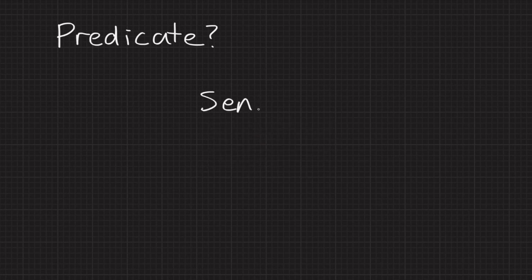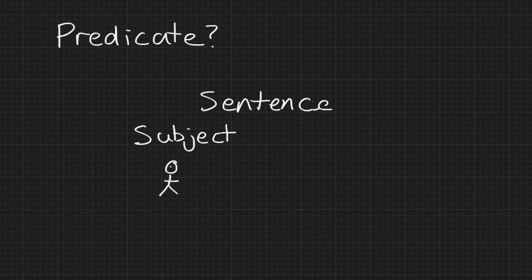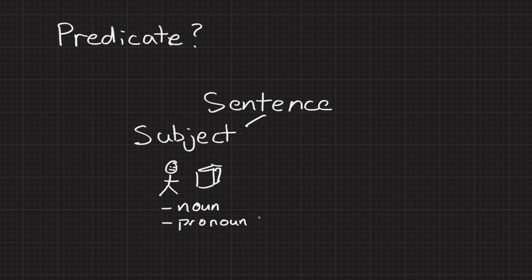Every English sentence can be divided into two parts. First, we have the subject, that is who or what is doing the action. And this subject is always a noun, 名詞, or a pronoun, 代名詞.